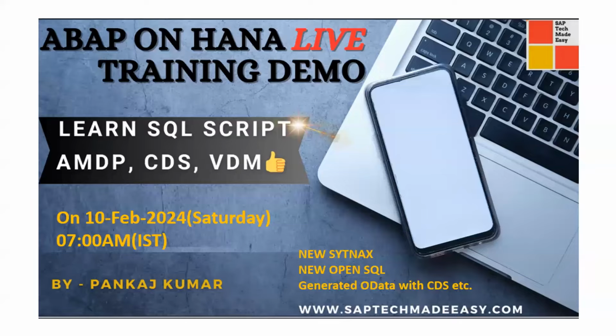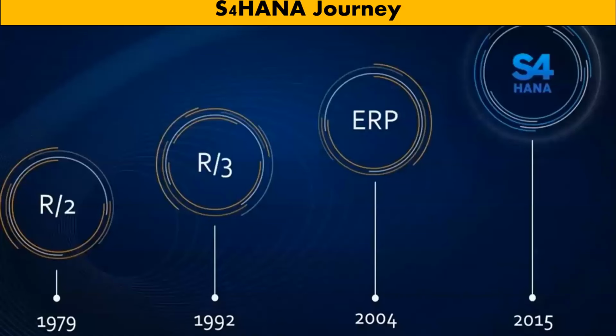So in this demo, we will be starting with the S4 HANA journey. We all know that SAP started with its R2. First it was standalone, then it came with R2 in 1979, then in 1992 with R3, in 2004 ERP, and then in 2015, it was S4HANA, and then a story begins about the ABAP on HANA.